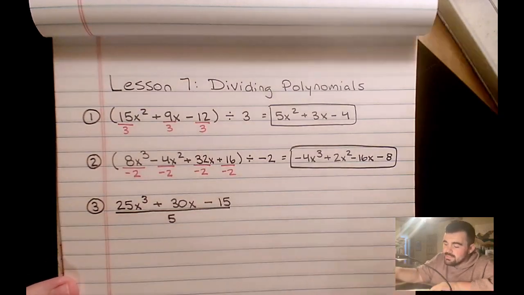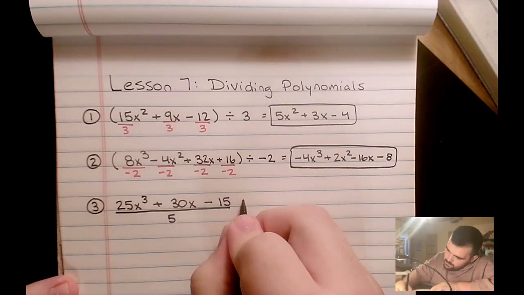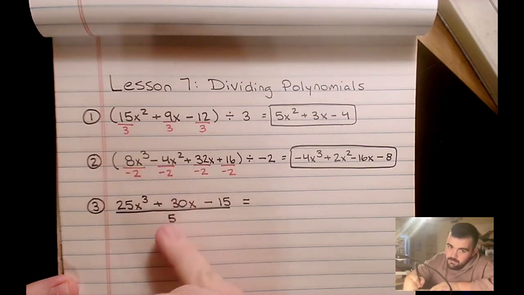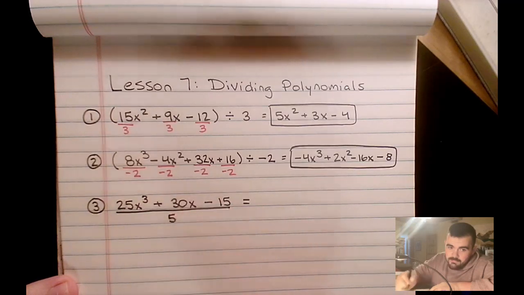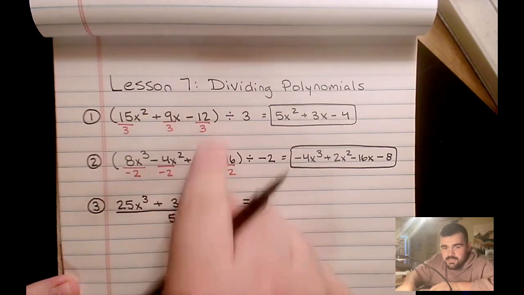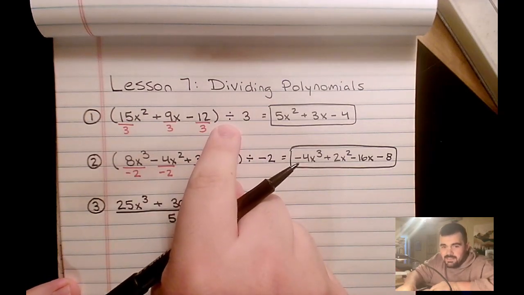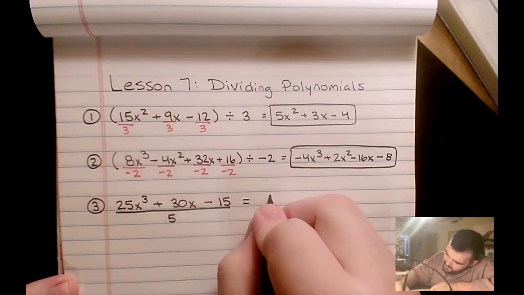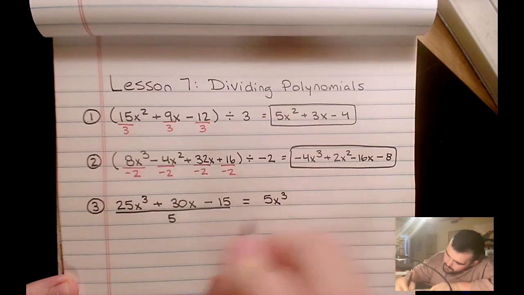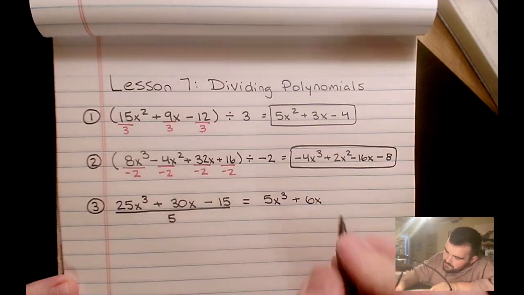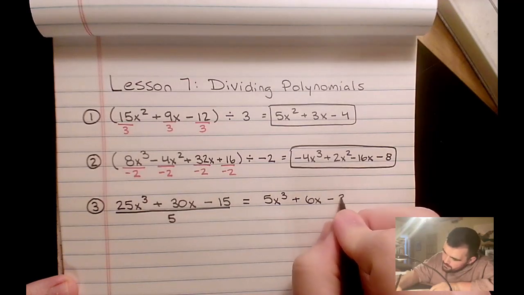Okay, same process. All we have to do is divide 25 by 5, divide 30 by 5, divide negative 15 by 5. It's just a big old fraction. You may be thinking, wait a minute, why? Well, actually, a fraction is division, and the division sign actually looks like a fraction with something on the top and the bottom. Okay? 25 divided by 5 is 5x cubed. 30 divided by 5 is 6x. Negative 15 divided by 5 is negative 3.